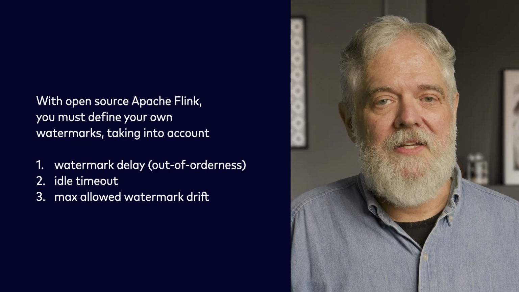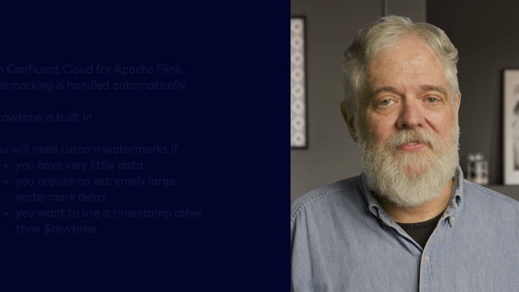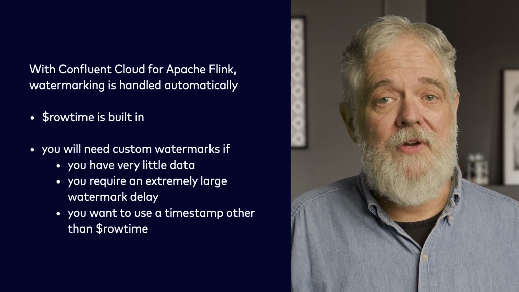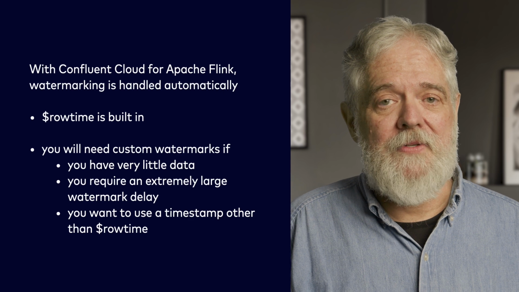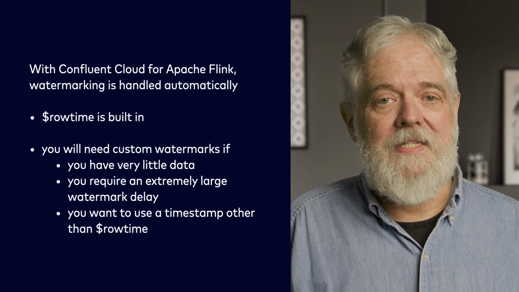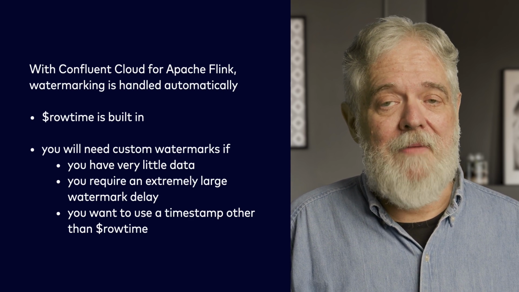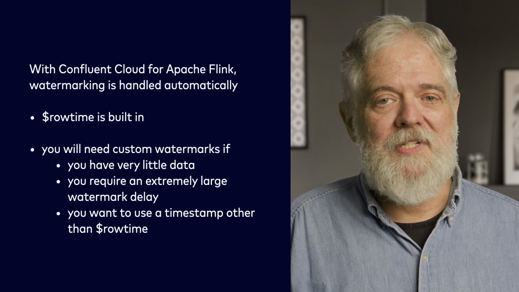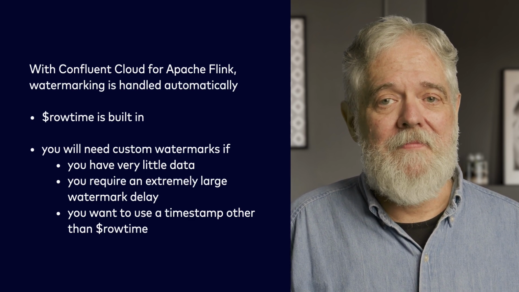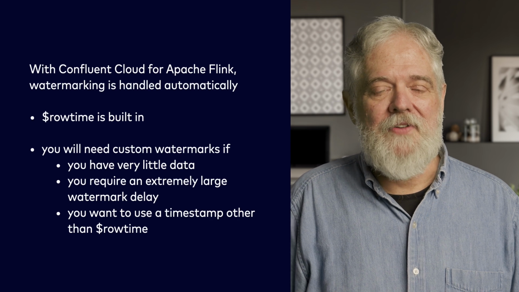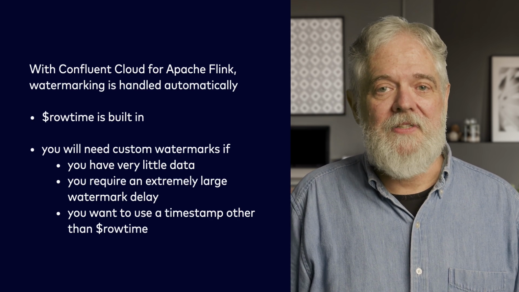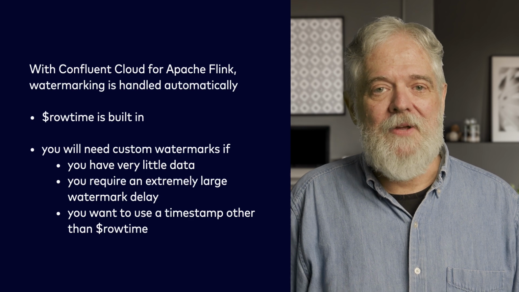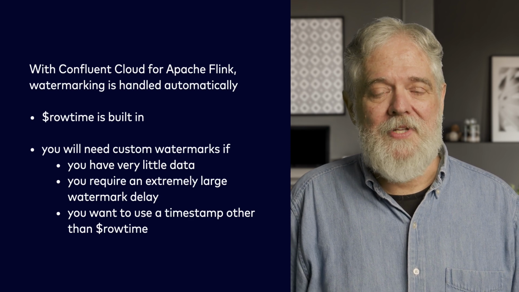On the other hand, if you're using Confluent Cloud for Apache Flink, it will take care of these three parameters for you by observing the behavior of your streams and setting appropriate values. It automatically sets the watermark delay, idle timeout, and watermark alignment for you, ensuring that your pipelines will always make progress and do so efficiently. Confluent Cloud exposes the Kafka record timestamps as a special field called $rowtime that you can always access. The automatic watermarking is defined on this $rowtime field.